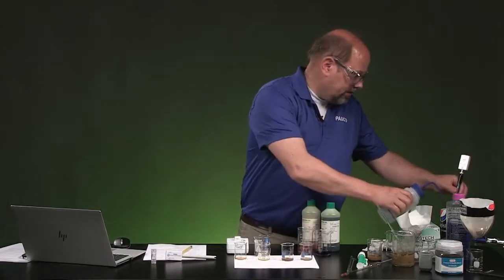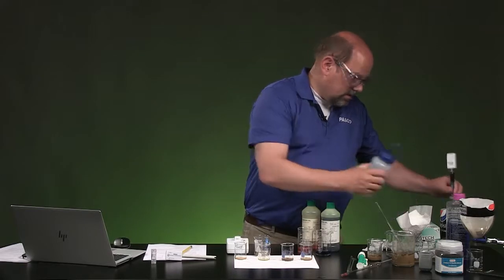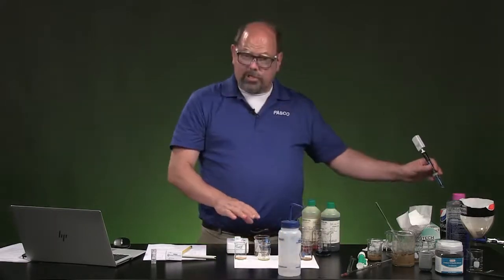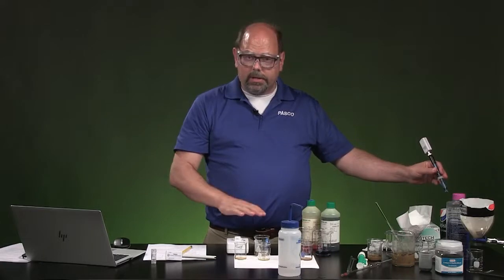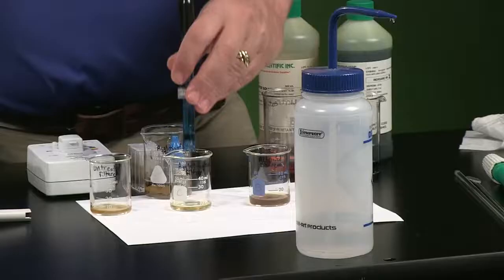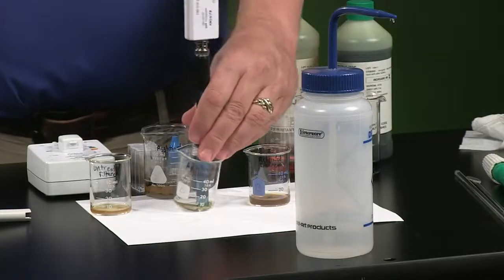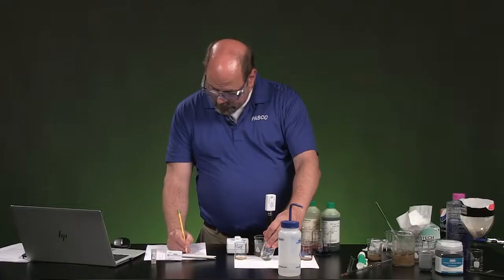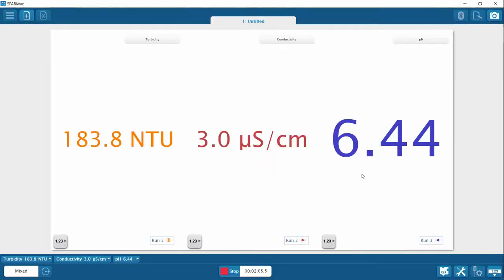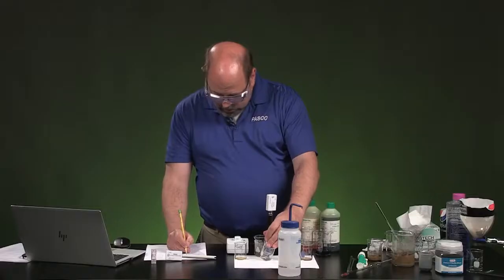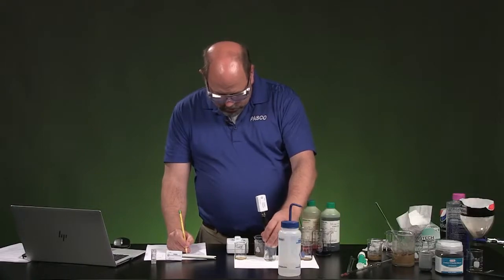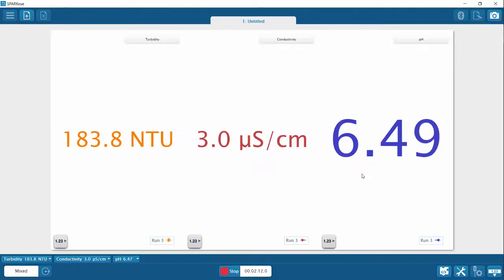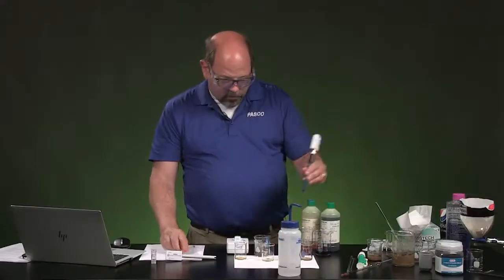Excellent. And then let's see the filter, after that material dropped to the bottom. I didn't stir it either. I let it settle, and then I poured just the top of the liquid off, and that's what came through here. 6.32. Oh, it's going up a little, 6.40. I'll stir that just a touch. 6.44.